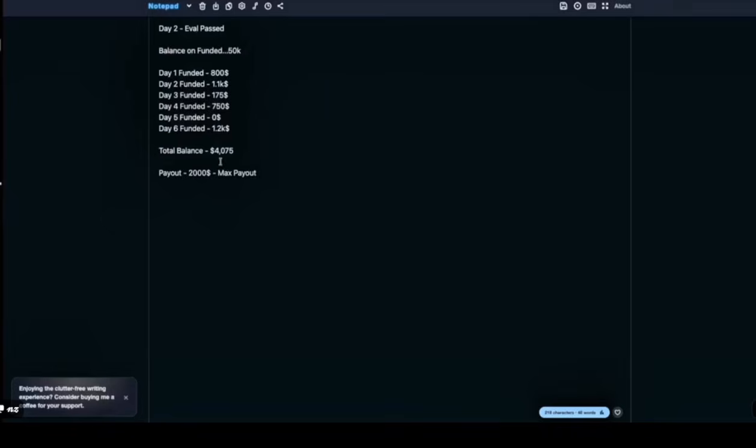So 2 days to pass. So not even 10 days, 8 days, and we got our max payout from Lucid. And now we have a big buffer on the account of $2,075, and we just got our max payout. So literally, guys, this is just how easy it is. Like, that's it. We already got our payout just by doing this.